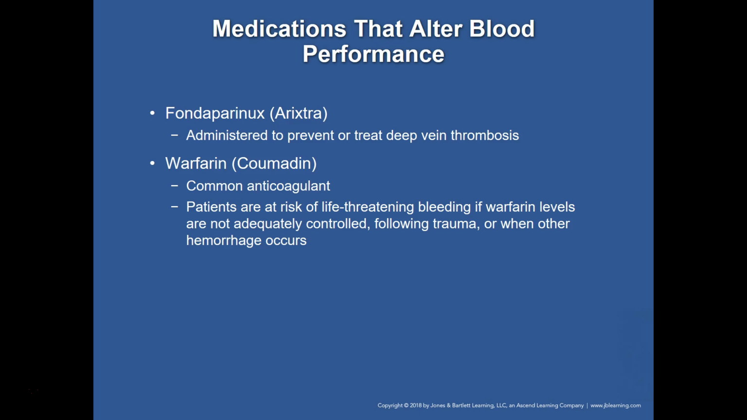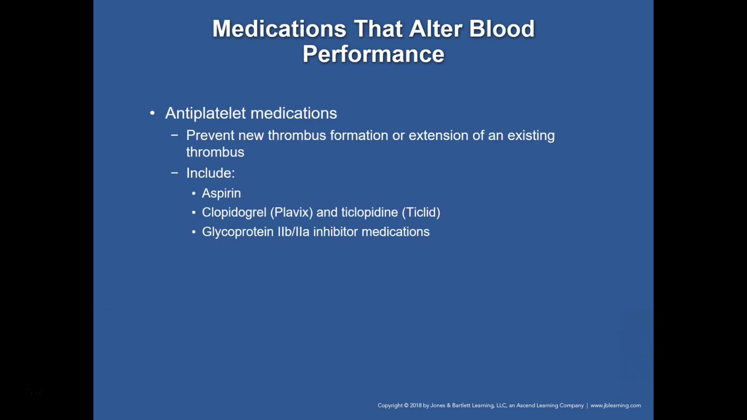This first one here, Arixtra, is used to prevent deep vein thrombosis, which is not real common, but Coumadin or warfarin is very, very common. Used to be kind of the only thing that we could use for post stent placement and all that kind of stuff. But the problem is they're at risk of bleeding if those levels aren't maintained, or if they get in a traumatic incident or some other type of hemorrhage, they can bleed out. So there's some concerns there that have to be watched out for. Some antiplatelet. There's actually some other ones.